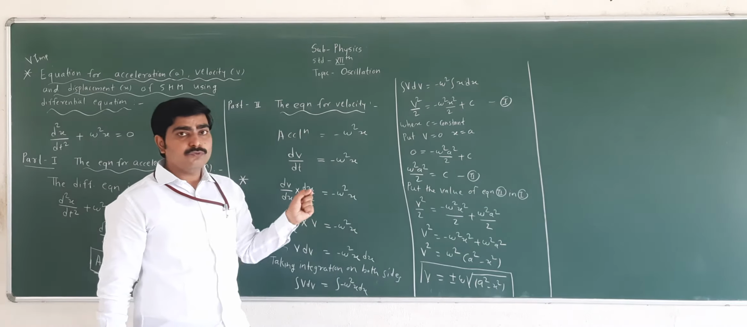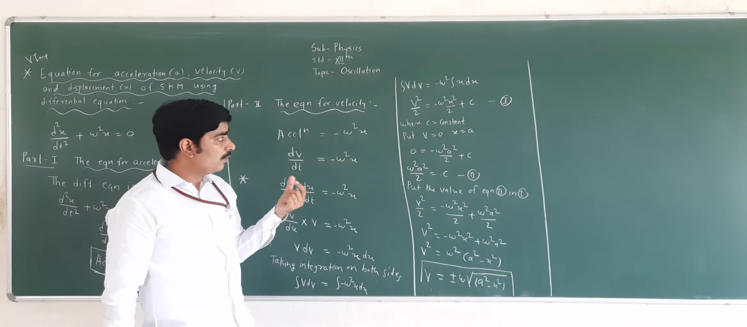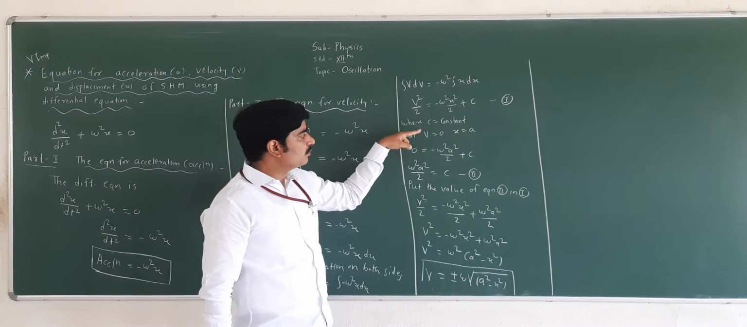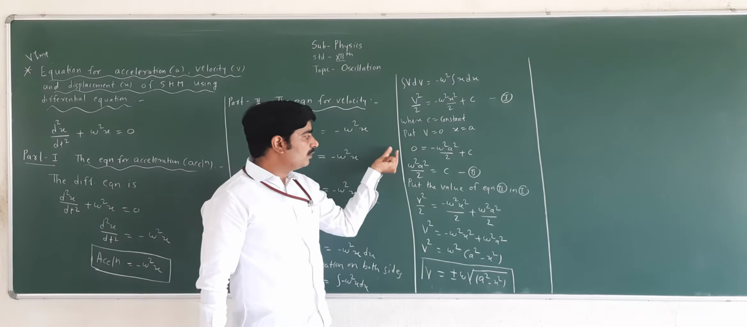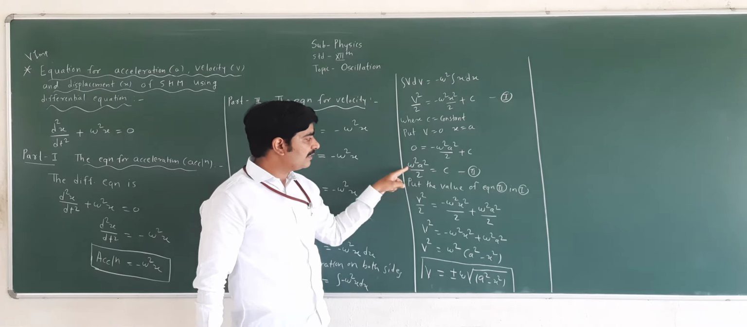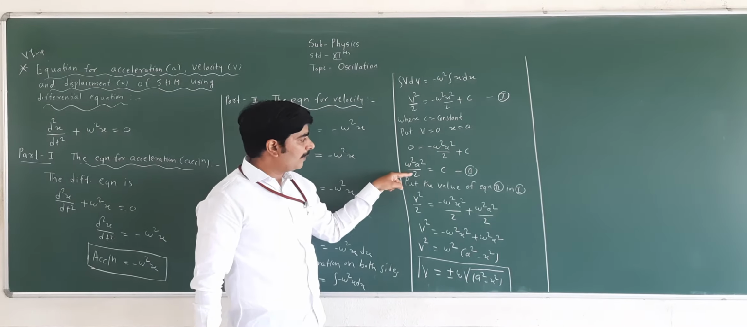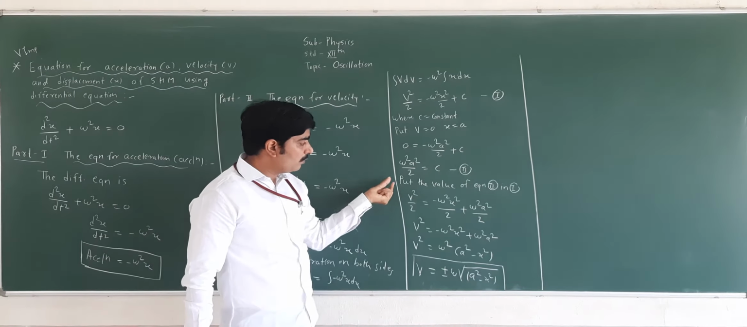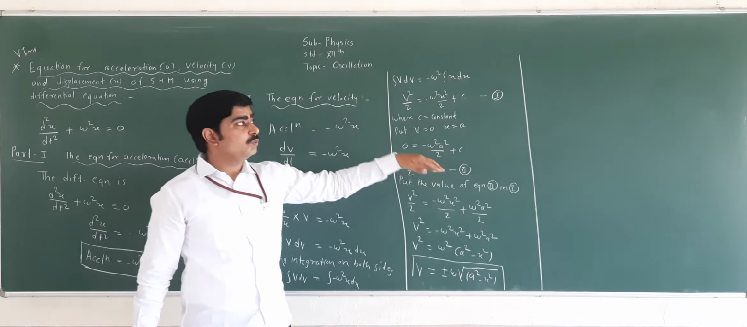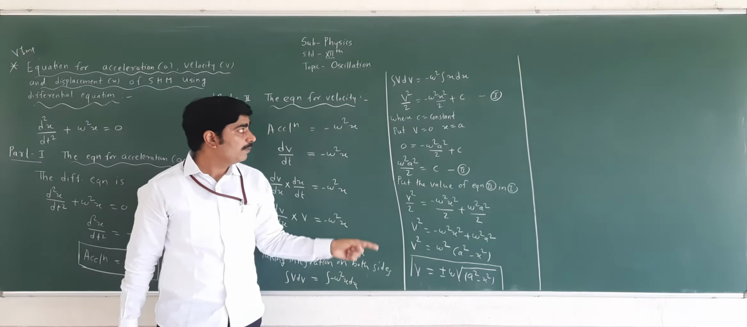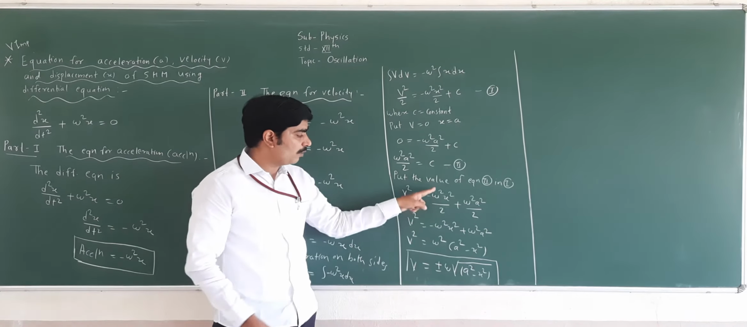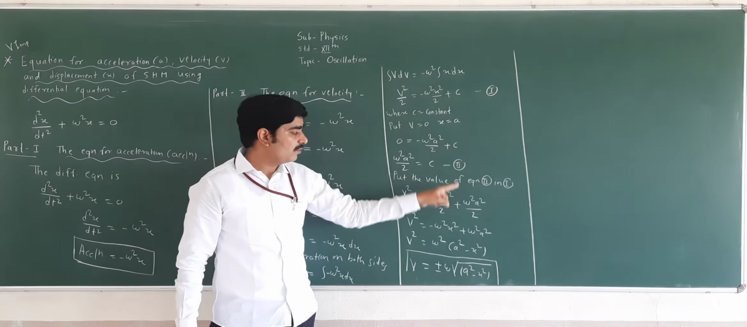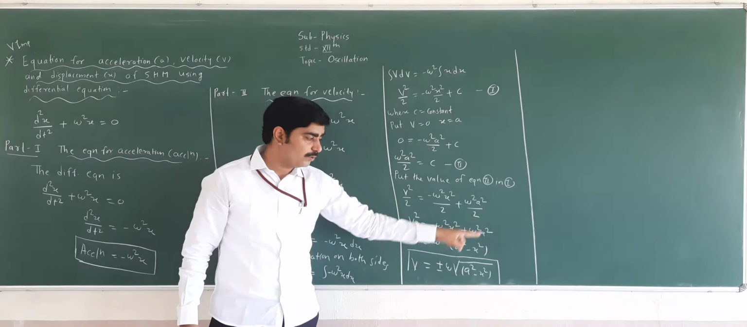And in order to find the value of constant, what we have to do? Put v is equal to 0 and x is equal to a. So if we substitute this, we are getting the value of c as omega square a square by 2. So put the value of equation 2 in equation number 1. So it will become v square by 2 is equal to minus omega square x square by 2. In the place of c, we have written plus omega square a square by 2.